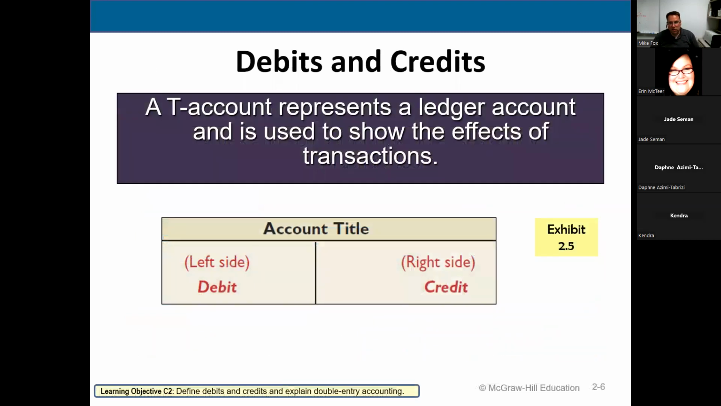All right, so debits and credits. Has anybody here ever worked in banking? Well, that's good, because people who work in banking get really confused because it feels backward to them.